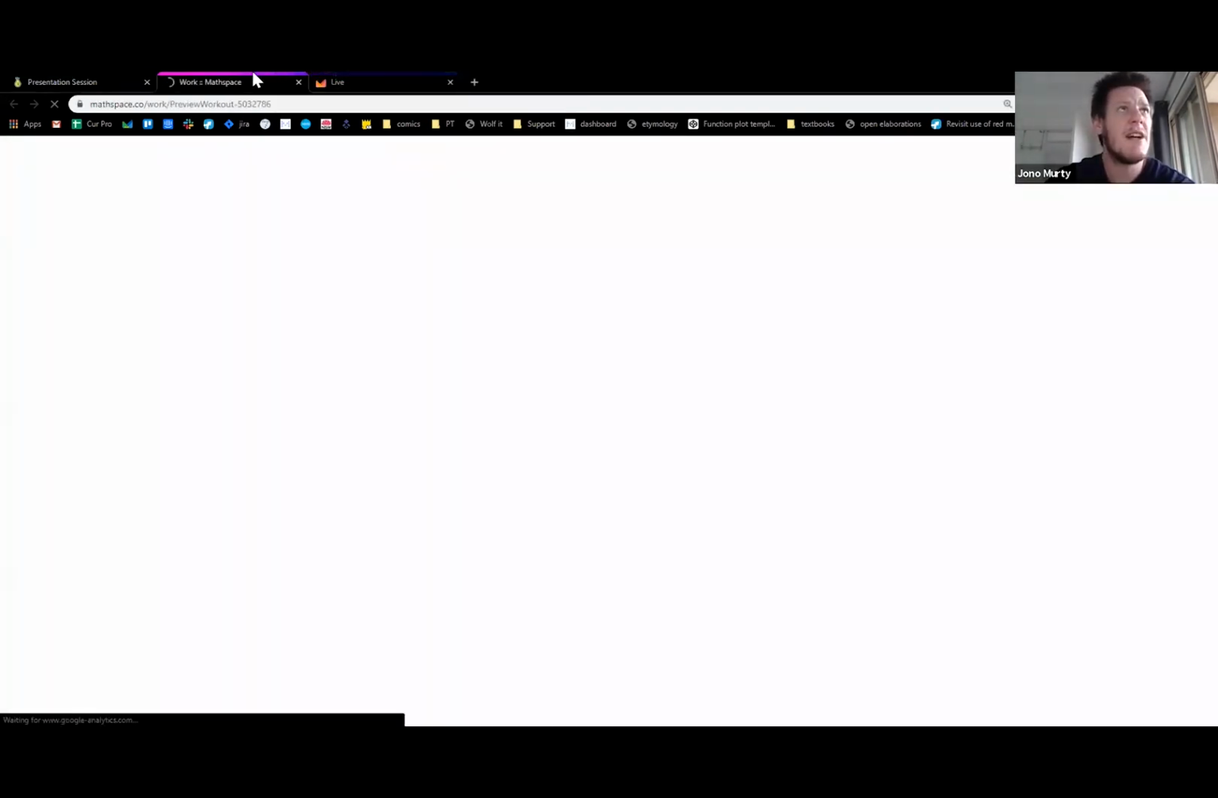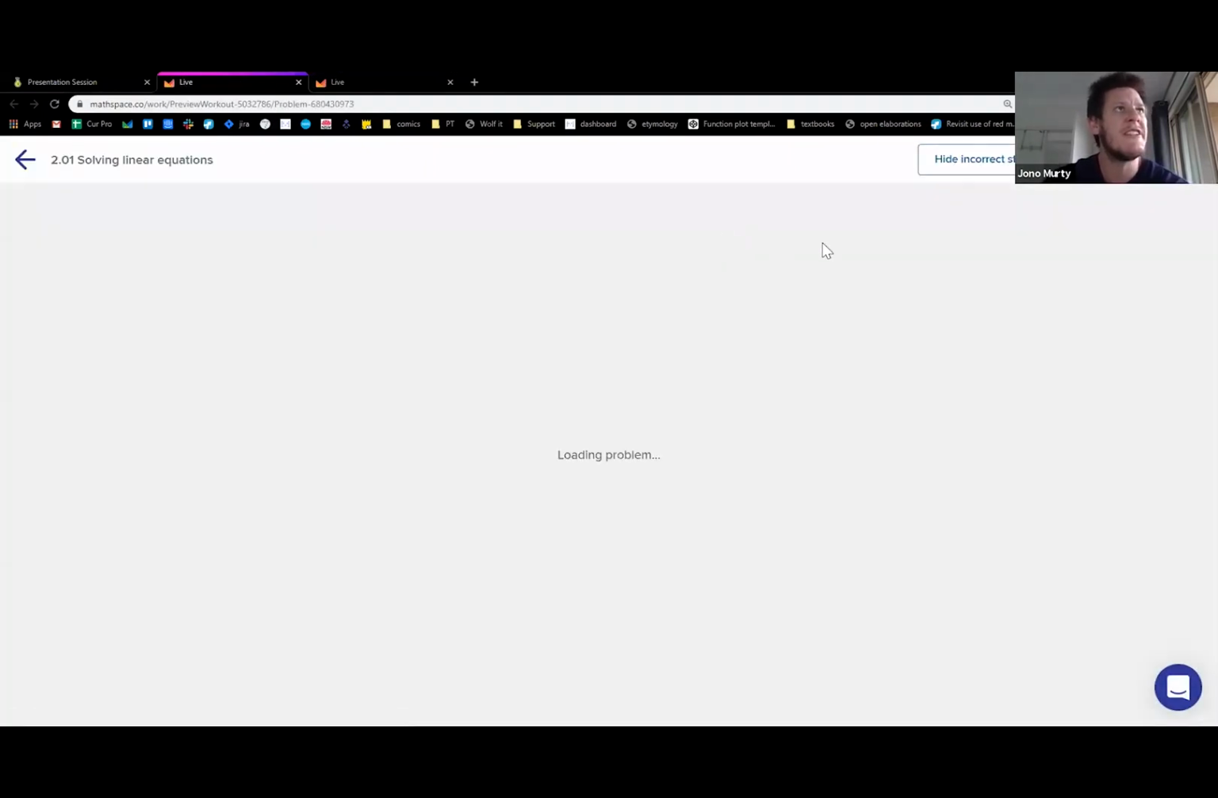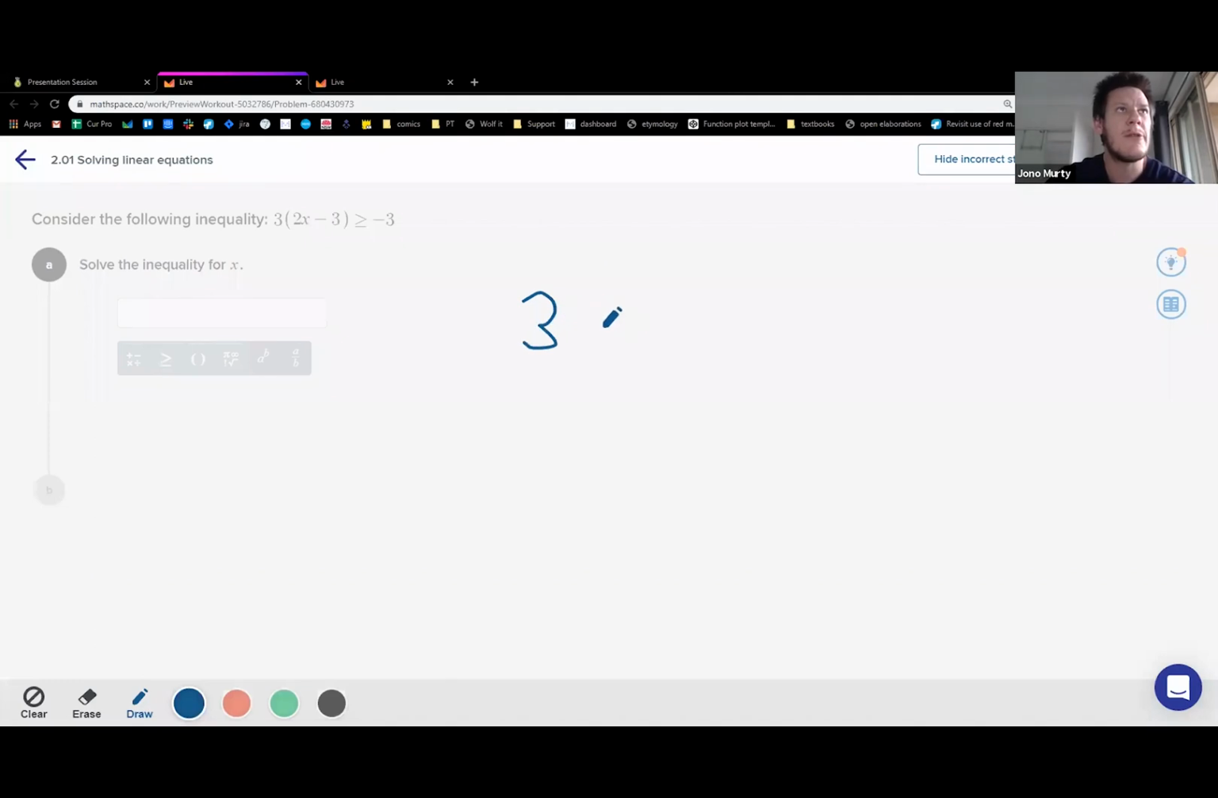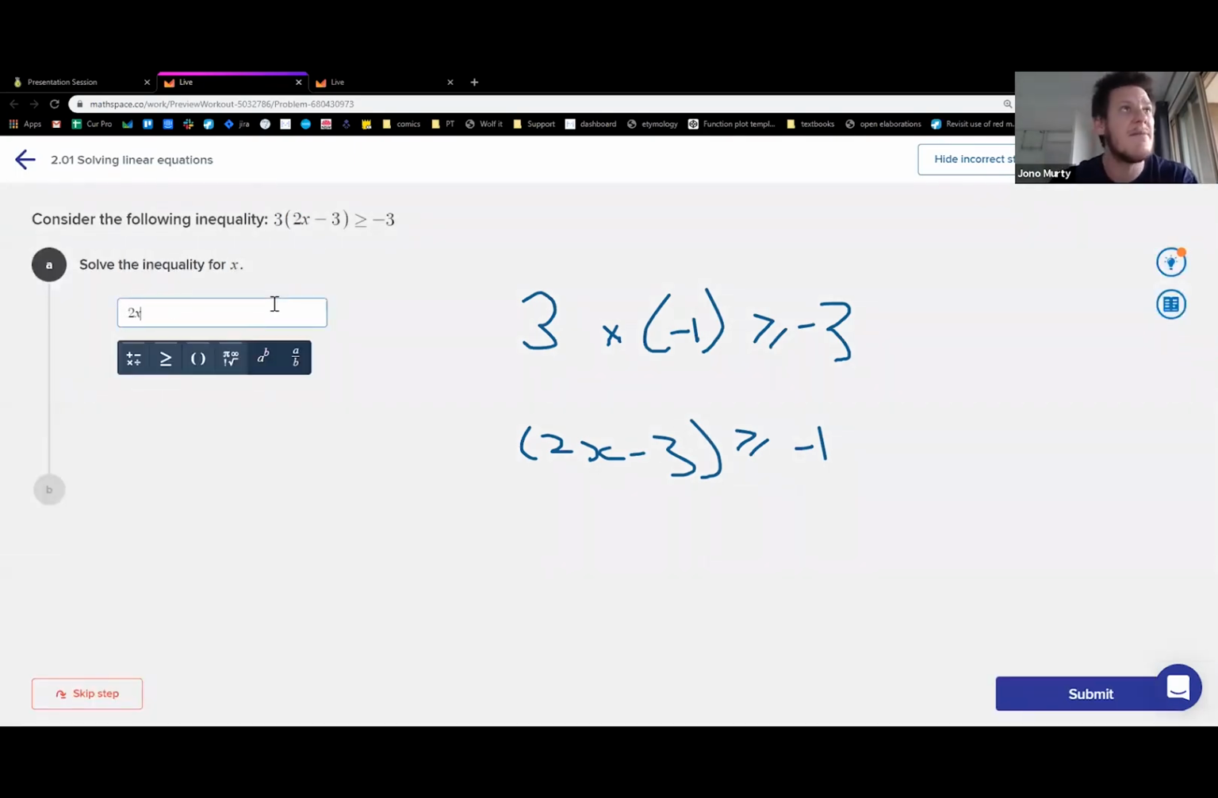Okay, let's actually take a different approach to this one. Let's just think about it logically. 3 times something has to be greater than or equal to -3. Now I know that 3 times -1 is equal to -3. So I know that this 2x minus 3 has to be greater than or equal to -1. All we're doing there is dividing both sides by 3.